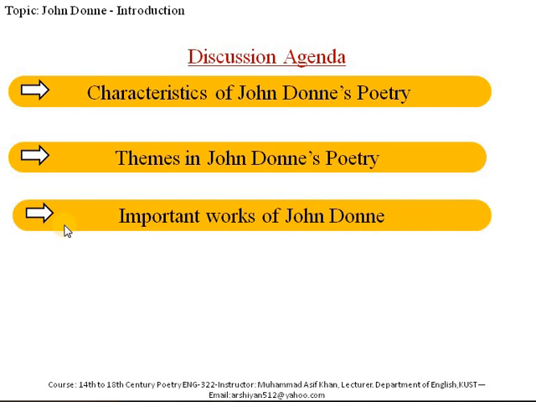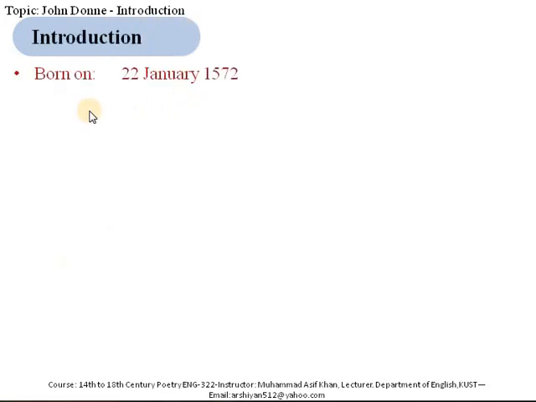So starting from the introduction, the poet John Donne was born on 22nd January 1572 and he died on 31st March 1631. This is the time period in the history of English literature when Queen Elizabeth was ruling the British Empire, and we see the flowering of Renaissance, or a rebirth in knowledge.